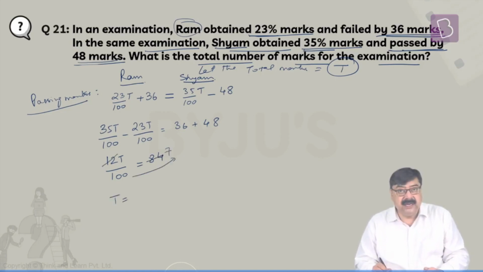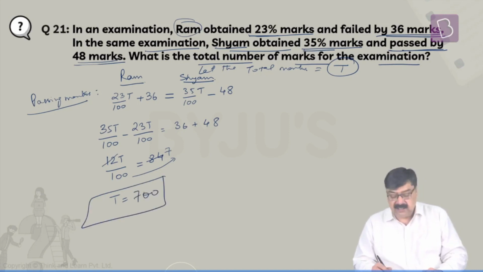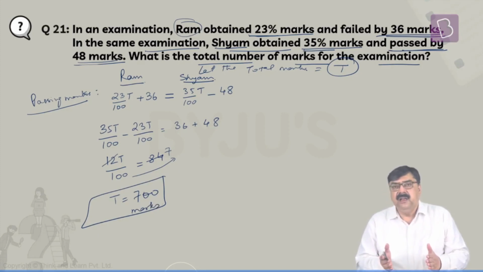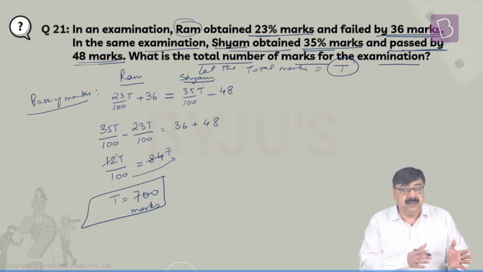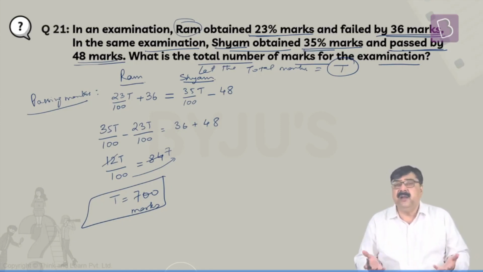Take this 100 on the right hand side. So once again, total marks are working out to be 700. So what did we do here? As per the conditions or instructions given for Ram, we found out the passing mark, and similarly for Shyam, and equated them because the passing mark for both these guys happens to be the same. They are attempting the same examination.